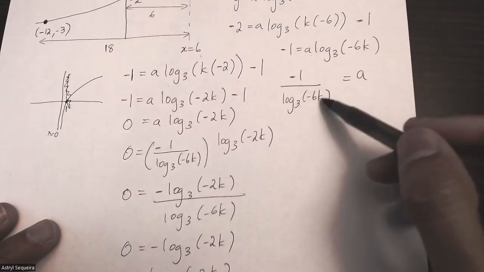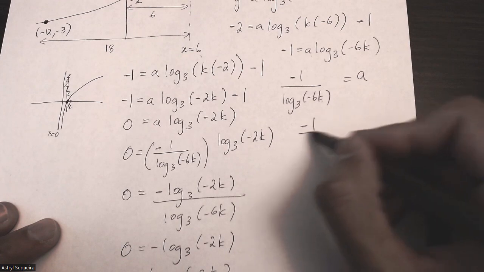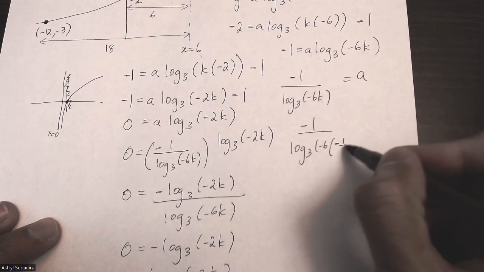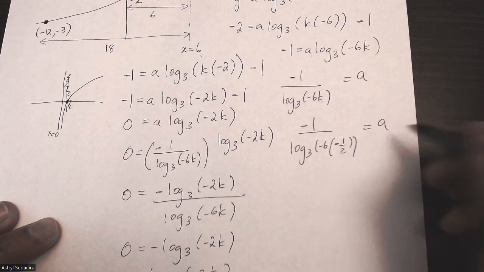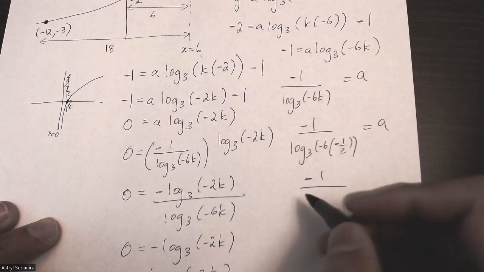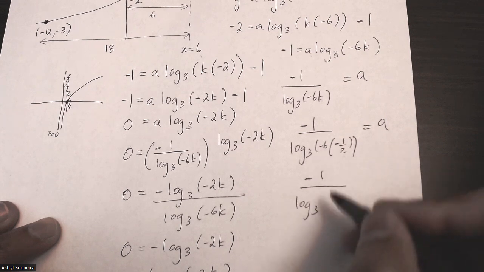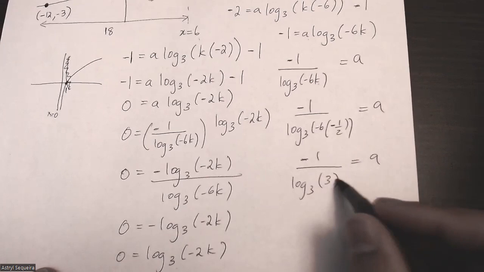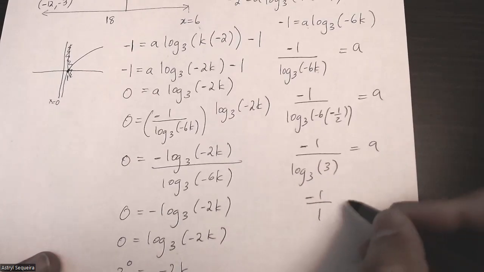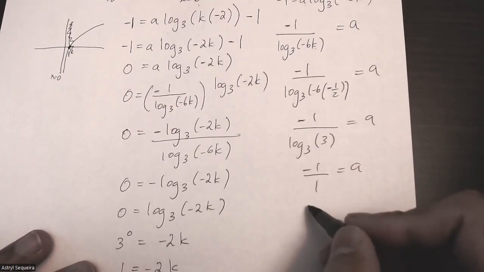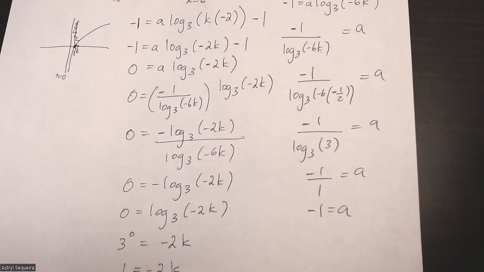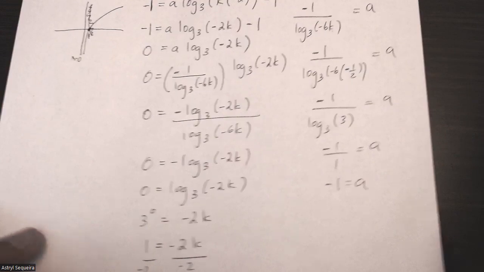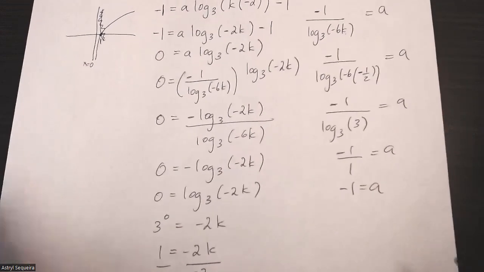Then I can come back here and substitute my k to find my a. So a equals negative 1 over log 3 of negative 6 times negative 1 over 2. Negative 1 over log 3 of 6 times negative half, negative 6 times negative half is just 3. Log base 3 of 3 is just 1. Negative 1 divided by 1 is just negative 1. So many negatives there. So now I've found all my variables.